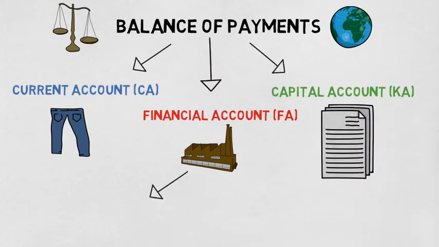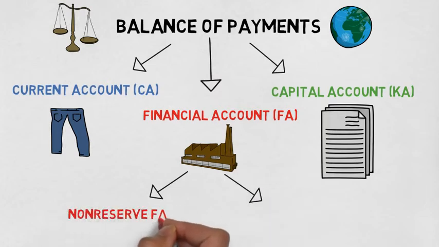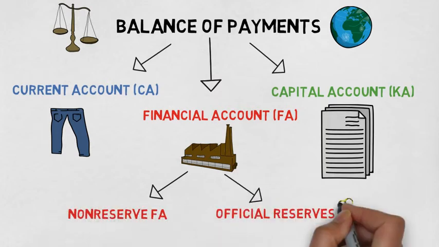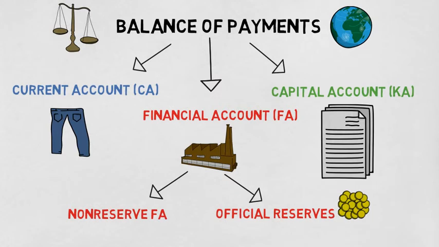The financial account can be split further into the non-reserve financial account and official reserves. The non-reserve financial account is made up of private transactions, i.e. those done by non-central banks, while official reserves are made up of central bank transactions. One key thing to remember is that every transaction enters the balance of payments twice, once as a credit and once as a debit. Also remember that CA plus FA plus KA must equal 0.